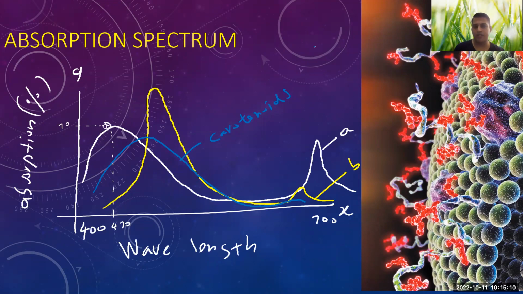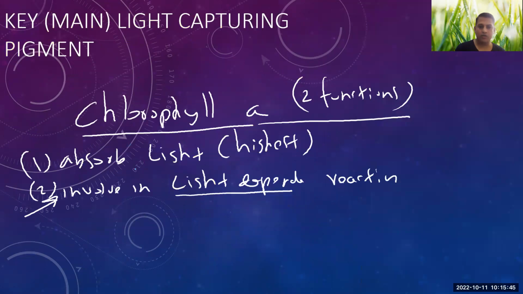We can remember things by repeating many times, but you can also understand. If you understand it, you can also remember. Absorption spectrum is amount of light absorbed at different wavelengths. So different wavelengths is starting from 400 to 700, 401, 402, like that. And if I go back to say what is the function of chlorophyll A, I said chlorophyll A absorb light highest.